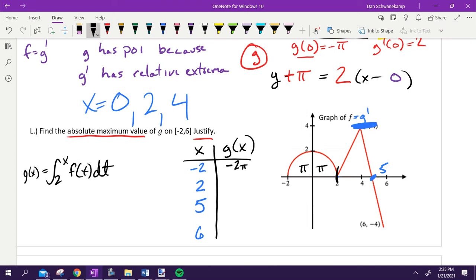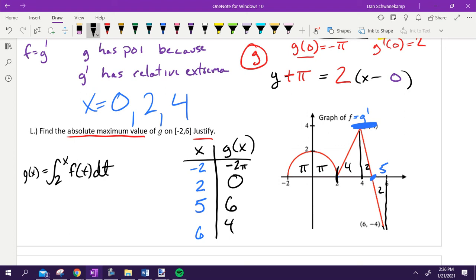What is G at 2 going to be? So I'm integrating from 2 to 2. 0. Because that didn't go anywhere. From 2 to 5, we said that this was 4 and this was 2. So G at 5 is going to be 6. And G of 6 is going to be 4.